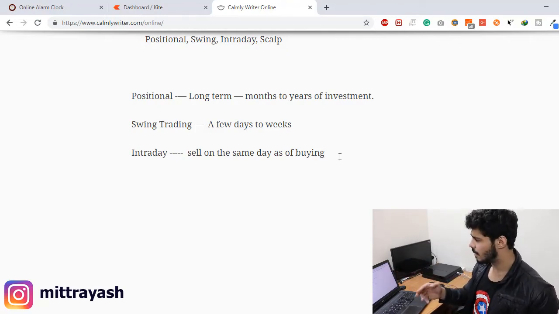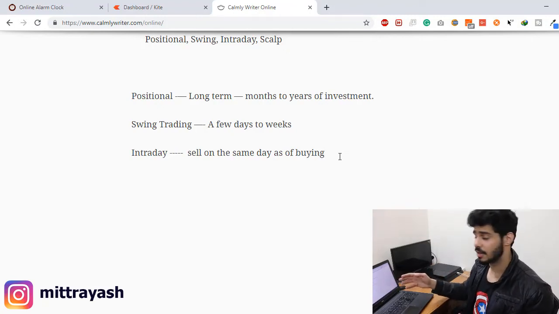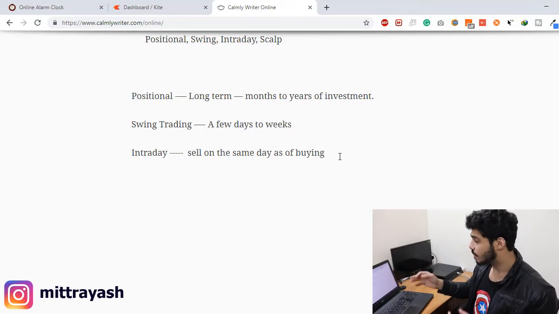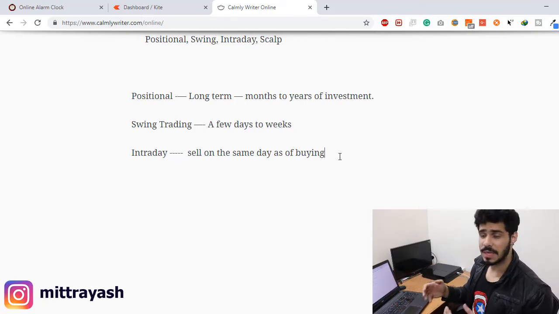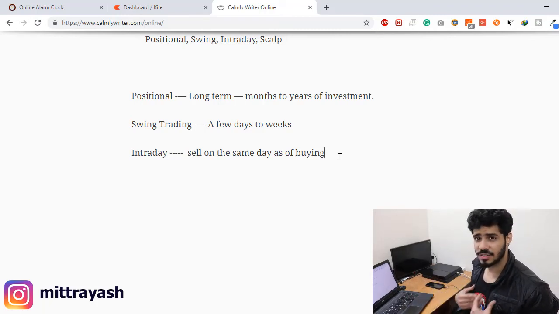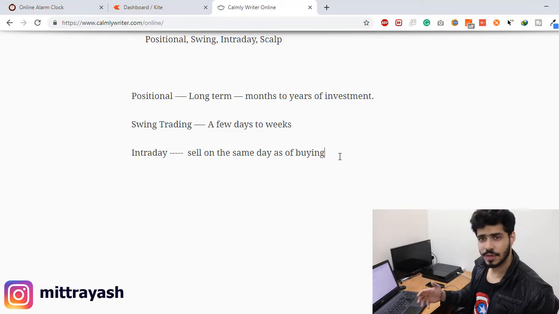So if you're going for intraday, and in case you have some experience, I still highly recommend that you stay away from it. But if you have some experience and you want to do this, just make sure that you are buying the stocks based on some criteria. And if I'm giving you the recommendations, you can go forward with it, because I have a lot of experience in this field.